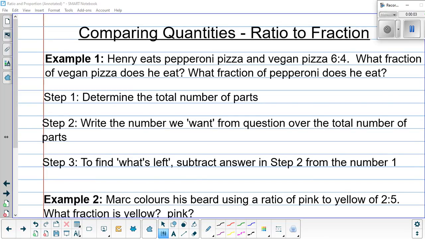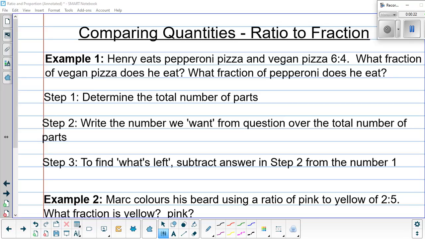So we're going to compare quantities, learn how to present ratios to fractions. So example 1, Henry eats pepperoni pizza and vegan pizza in a ratio of 6 to 4. What fraction of vegan pizza does he eat? What fraction of pepperoni pizza does he eat?